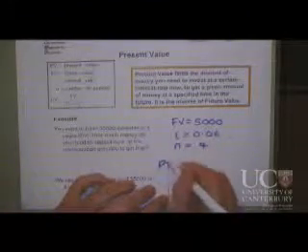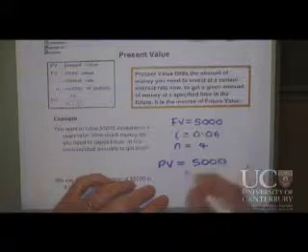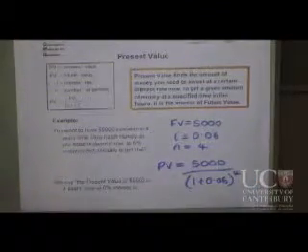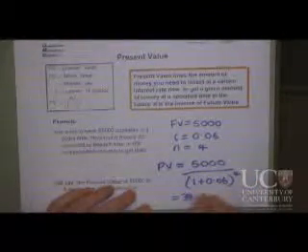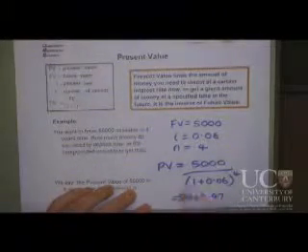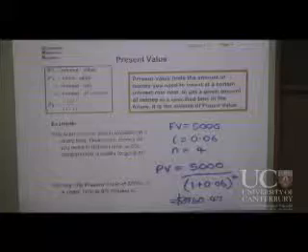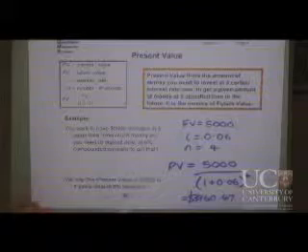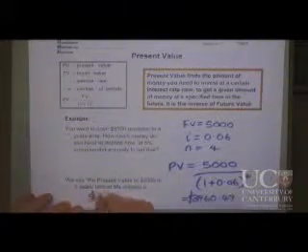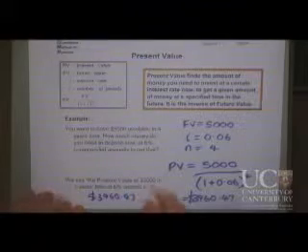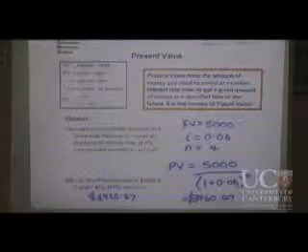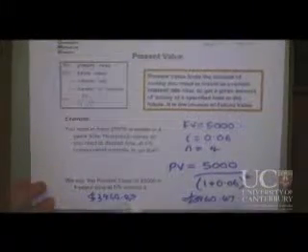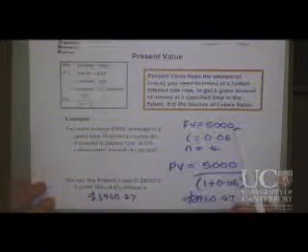So our present value is going to be equal to $5,000 divided by 1 plus 0.06 to the power of 4. And that comes to $3,960.47. Okay, and how we would read that is we would say the present value of $5,000 in 4 years' time at 6% interest is $3,960.47. So what that means in practical terms is that if we put this amount of money in the bank at 6% for 4 years, we would end up with $5,000 at the end.